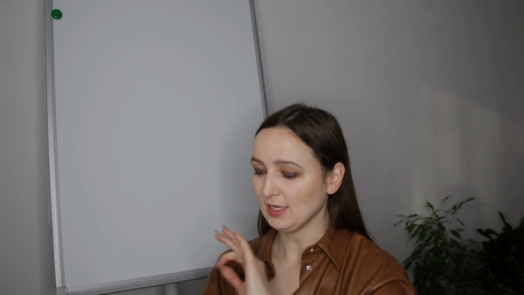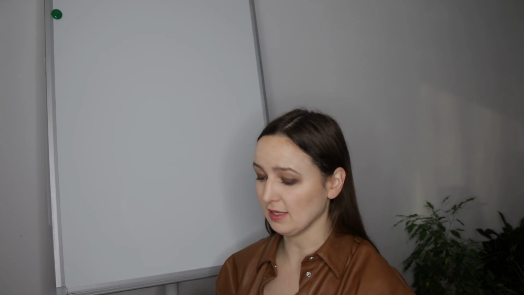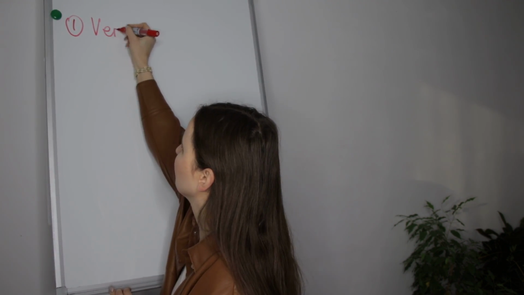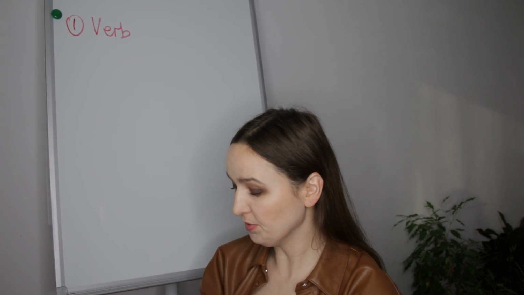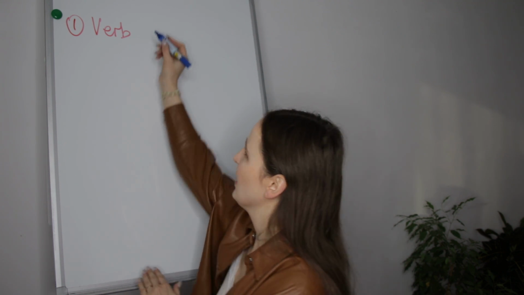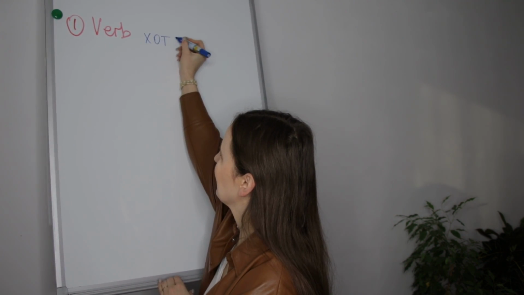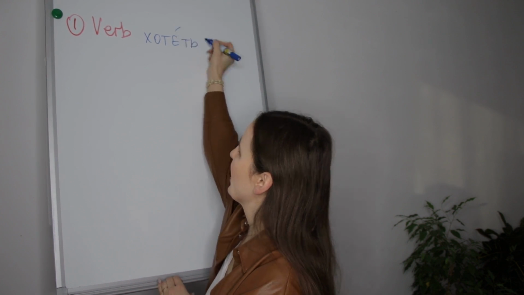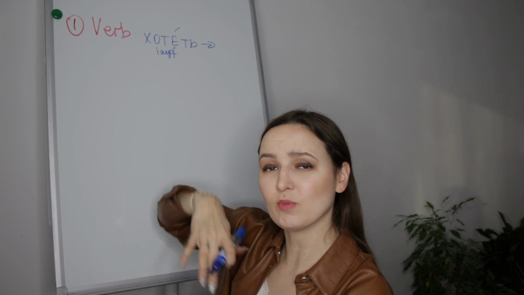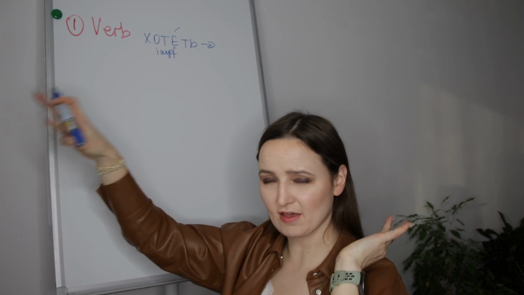Lesson number 9 out of 365. Итак, давайте начнем. As always, I divided the lesson in parts, and the first part is about verbs. Номер 1, verb. And today's verb is хотеть. Хотеть, want. Хотеть is imperfective, something that is happening right now in this moment, usually every day, every week.